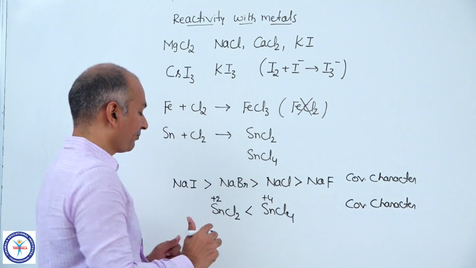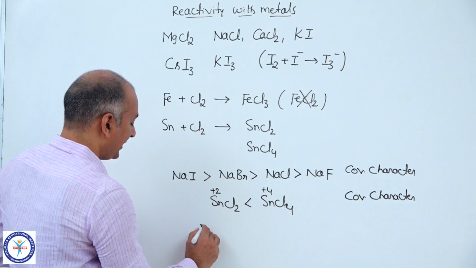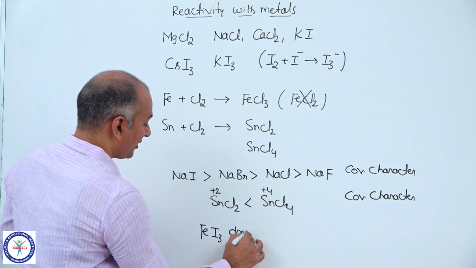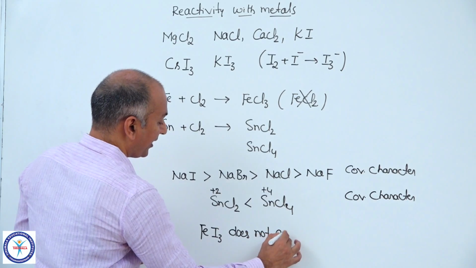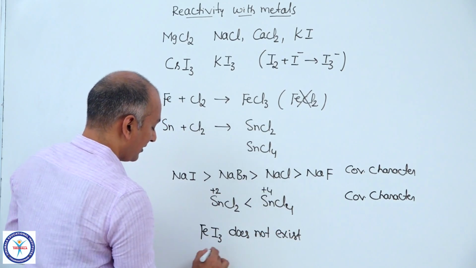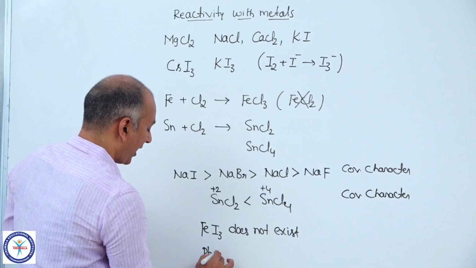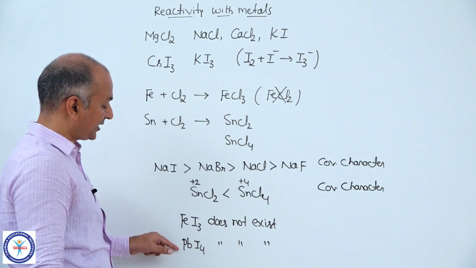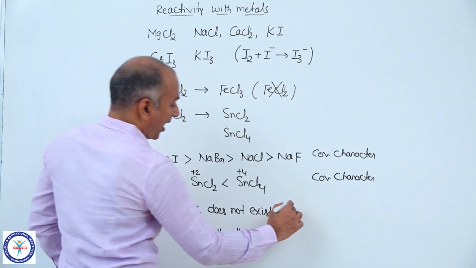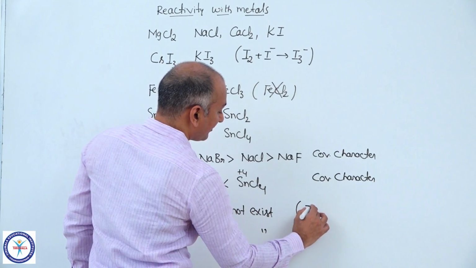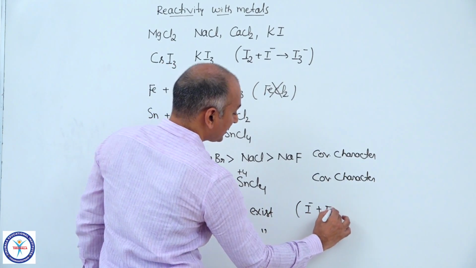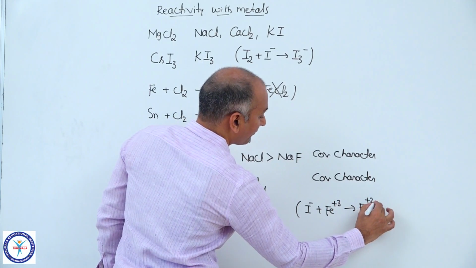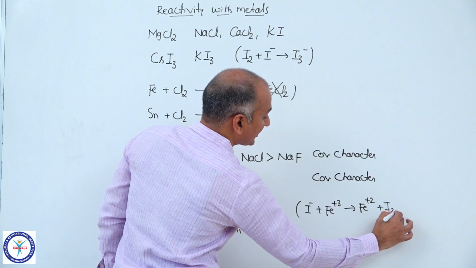And one more point here, there are some halides which do not exist. Suppose for example, FeI3. This compound does not exist. And another such halide is PbI4. This also does not exist. So what is the reason? Because I minus can easily reduce ferric to ferrous, and in that reaction I minus is converted into I2.